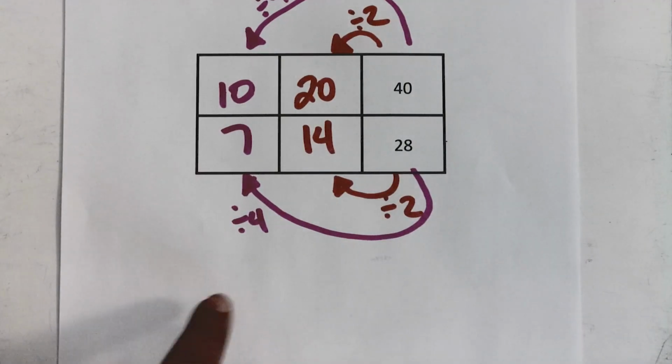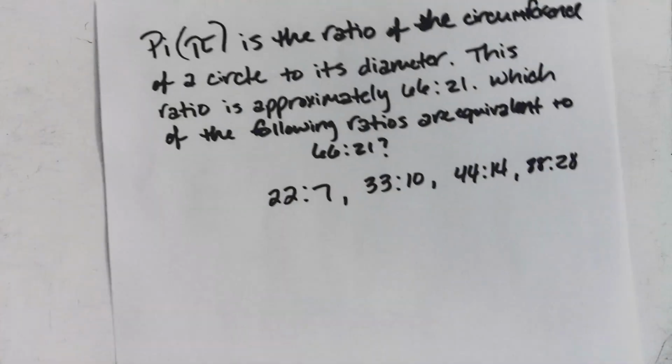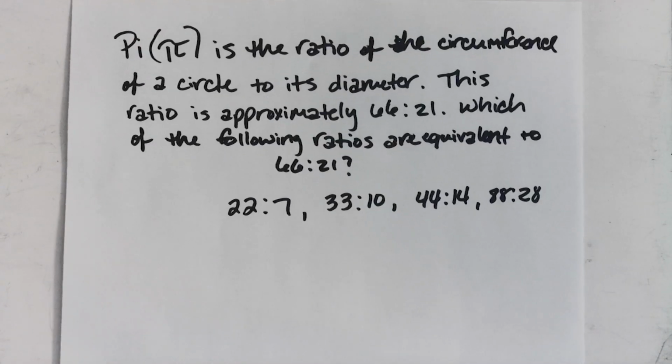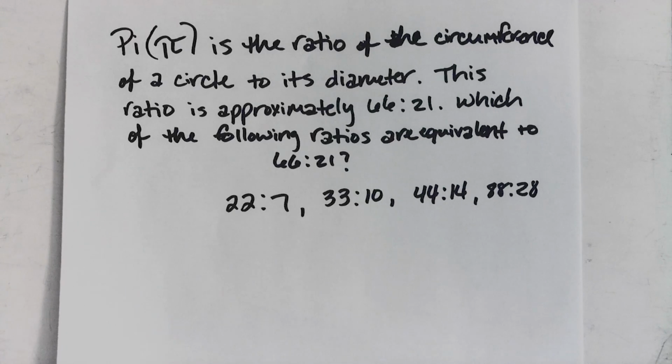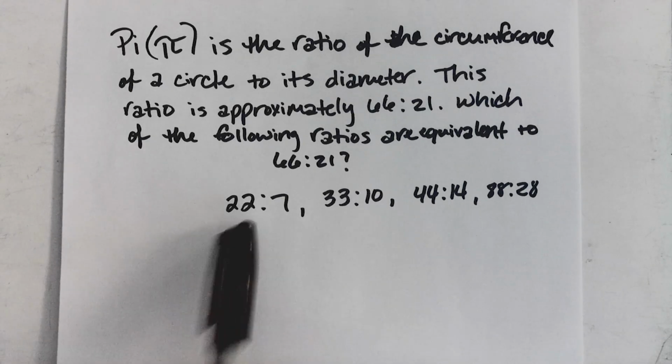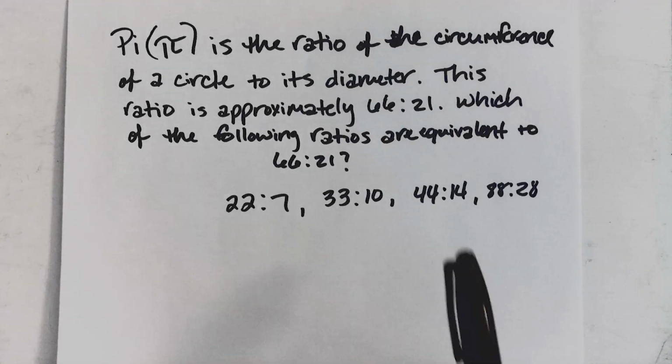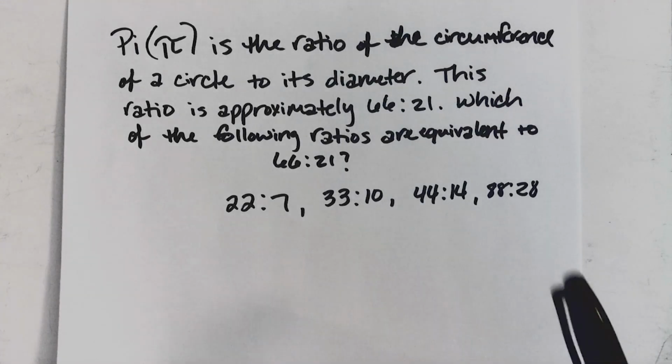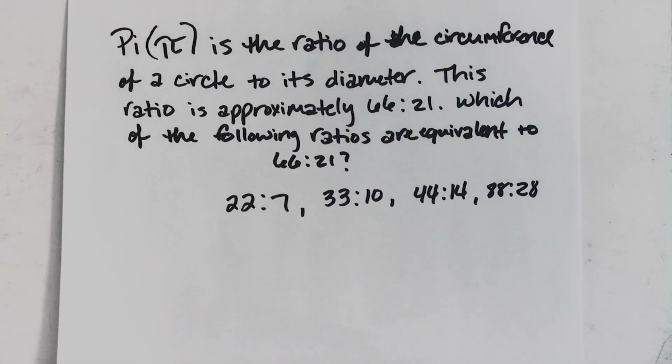All right, so here's our problem. This problem says pi is the ratio of the circumference of a circle to its diameter. This ratio is approximately 66 to 21. Which of the following ratios are equivalent to 66 to 21? 22 to 7, 33 to 10, 44 to 14, or 88 to 28? I'm going to give you a second to solve this.